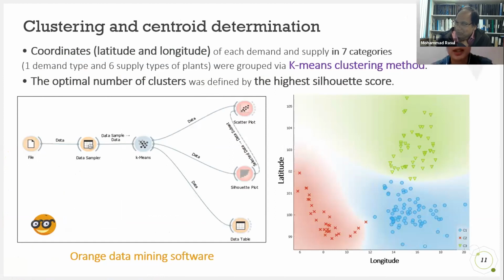Next is clustering and centroid determination, because demand and supply have a large amount of data. Coordinates of each biomass demand and supply size, in one demand type and 6 supply types of plants, were grouped via the k-means clustering method, as you see in the left picture. The right picture is the result of power plant clustering from latitude and longitude.